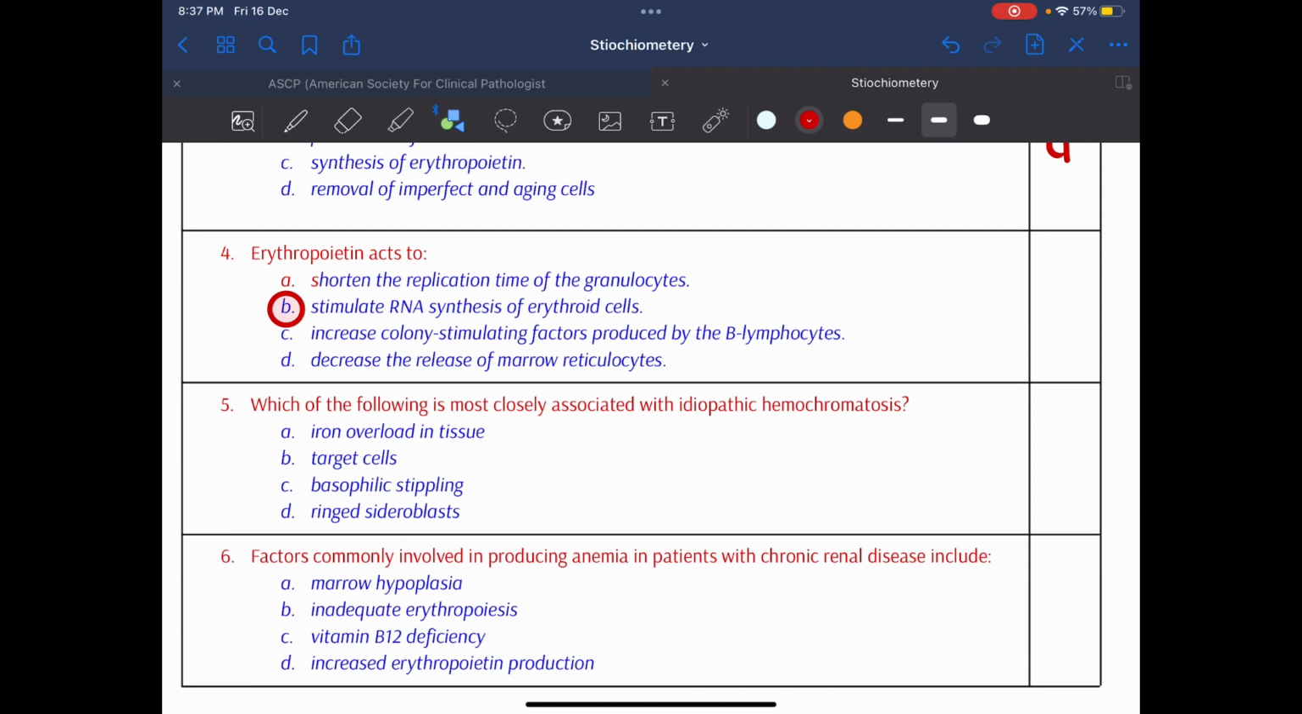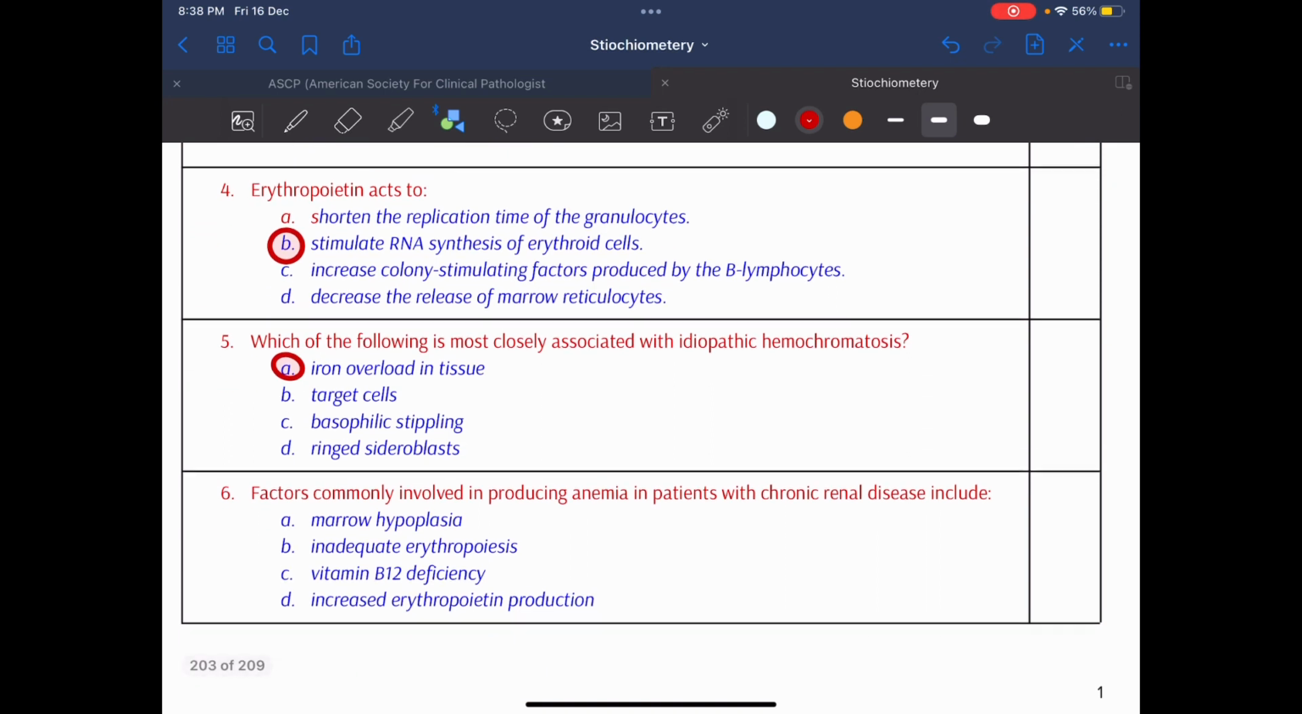Question number 5. Which of the following is most closely associated with idiopathic hemochromatosis? Iron overload in tissue, target cells, basophilic stippling, ringed sideroblasts. The correct answer is iron overload in tissue.